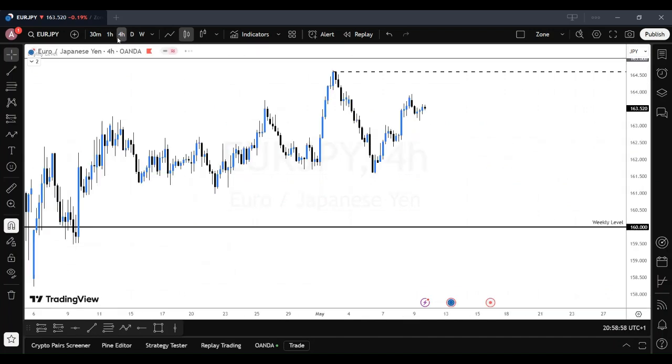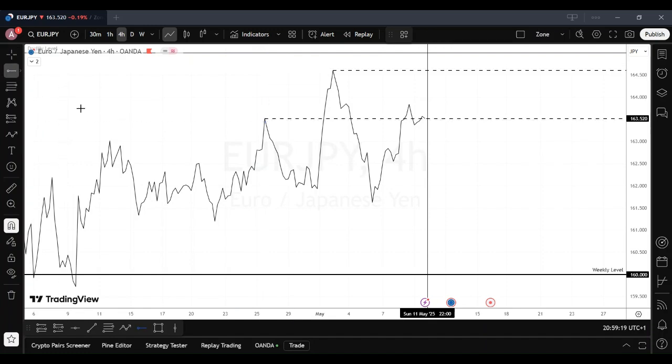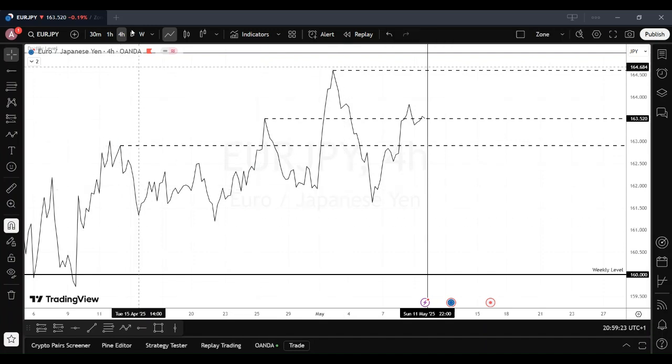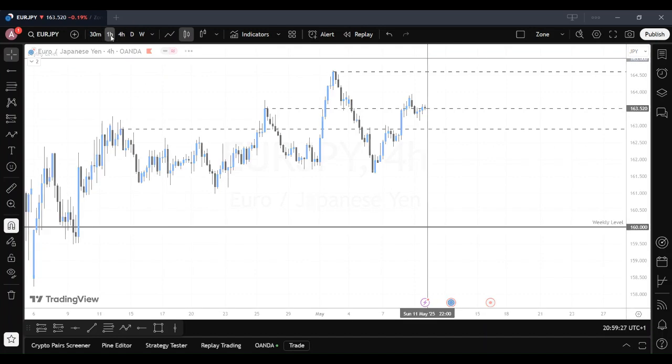On the 4 hourly, swing points should be marked. There's a vertical. Next session will be here. There's one. There's two. There we go. So we've got two down the bottom.